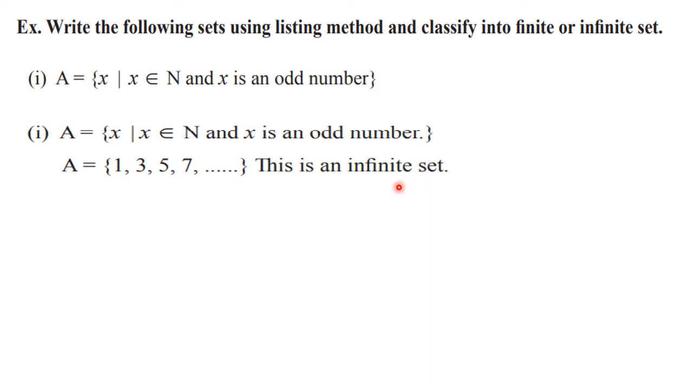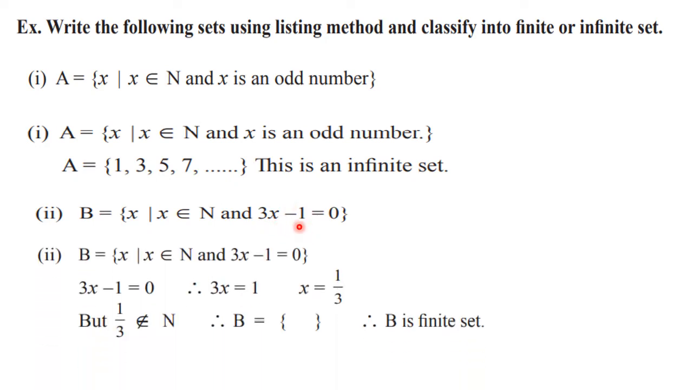Correct? Let us see the second example now. B is a set of all x such that x belongs to N and 3x minus 1 is equal to 0. Now here this equation is provided, and to find the value of x we need to solve this equation. So all of you write down the equation: 3x minus 1 is equal to 0. Therefore 3x is equal to 1. We can shift this minus 1 to the right hand side. So x is equal to 1 upon 3.